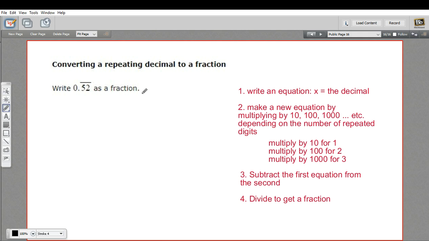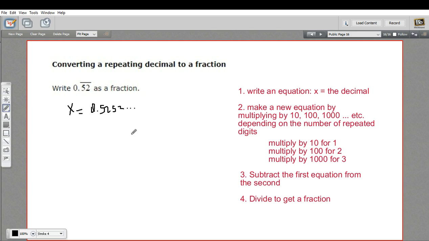Well, there is a tricky and involved method for doing this. It's got a few steps, so I've written them down here. You may want to save this for your notes. Let me show you how it works with this 0.52 repeating. First of all, we write an equation where we set x equal to our repeating decimal, so x = 0.5252, and I'm going to write dot dot dot. So that's our equation. A little funny looking because of the dot dot dots, but that's okay.